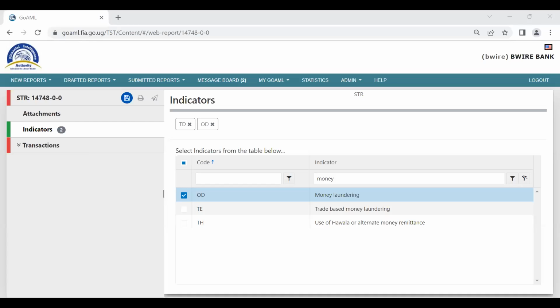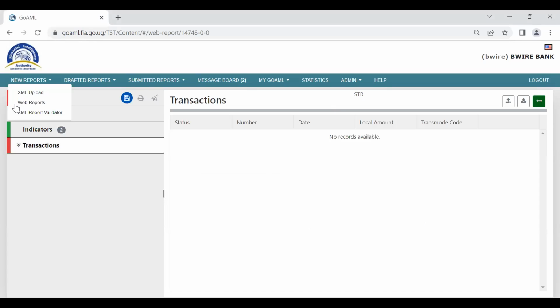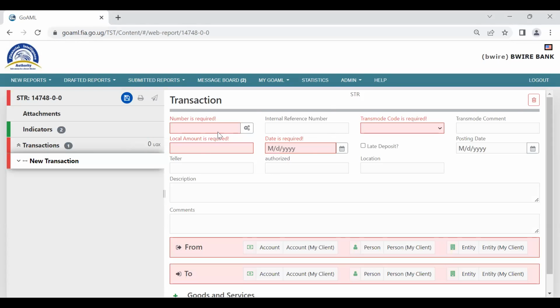Okay, let's proceed to the actual transaction. After indicators, click on transaction, and then click on this green "add by party". So we have the transaction number. You just click here to generate it. Then the internal reference number is the number generated by your system for that transaction.